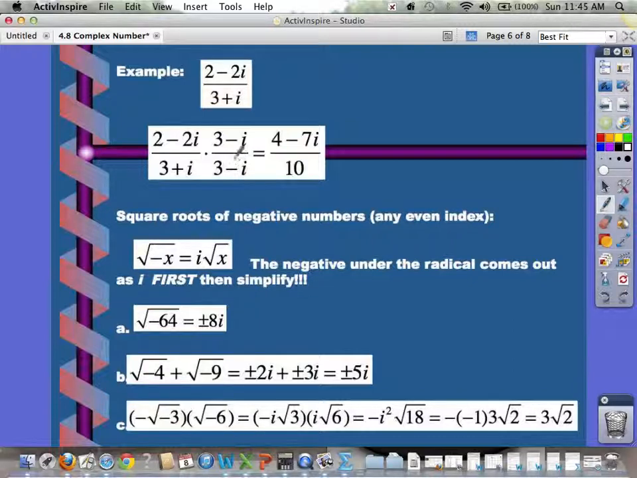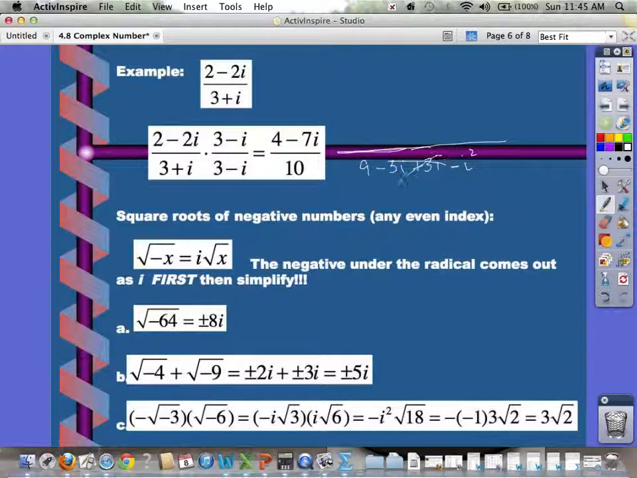All right, so when we do this, when you multiply, you're going to get on the bottom 3 times 3, which is 9, and then 3 times a negative i, which is negative 3i. i times 3, which is a positive 3i, and then i times a negative i, which makes a negative i squared. That is the bottom.